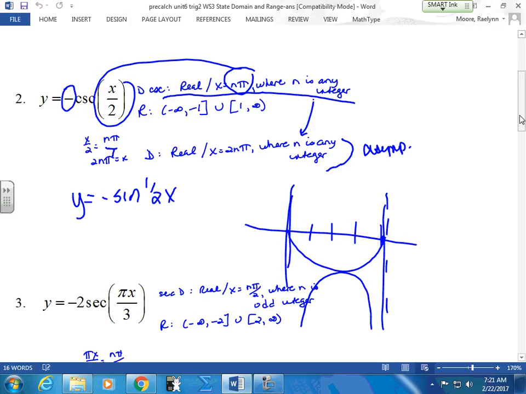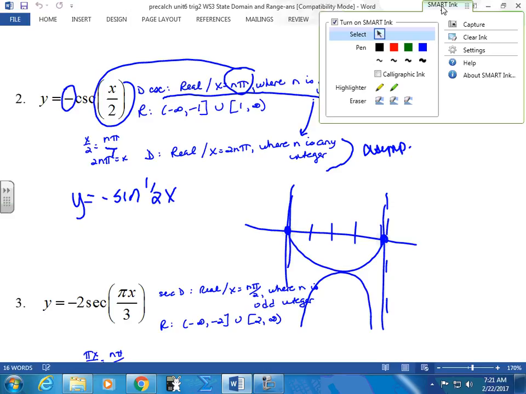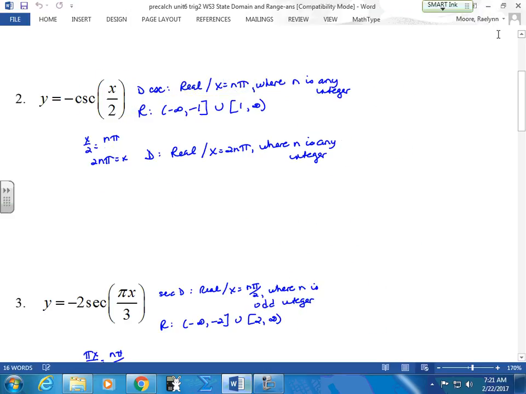And reflection just moves everything down. It doesn't affect your range, because it's still the same range, and it's not going to affect your domain, because when you reflect this, your zeros are still reflecting on that line. So it's not going to have any effect on this. All I want you to do is use your formulas for this.